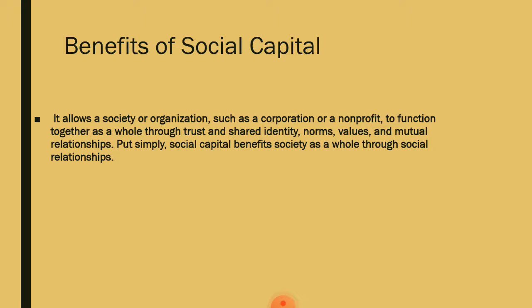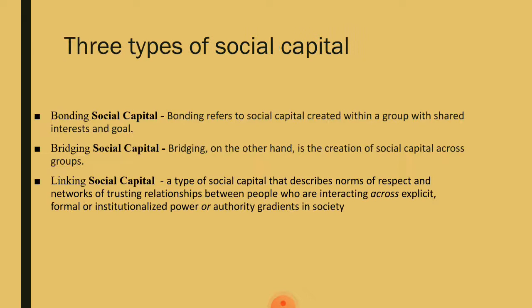Next, there are three types of social capital. First is bonding social capital. Bonding refers to social capital created within a group with shared interests and goals. A neighborhood association is an example of how bonding works.